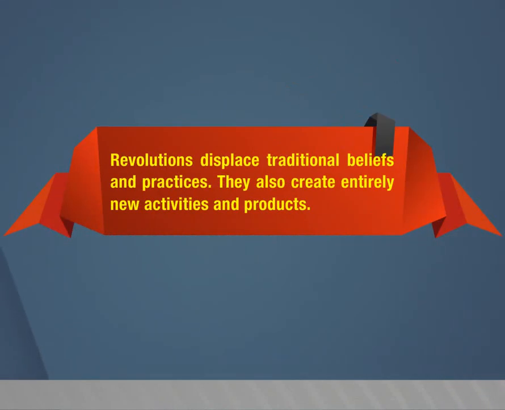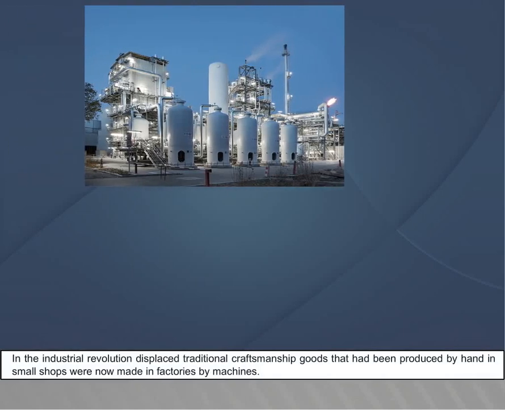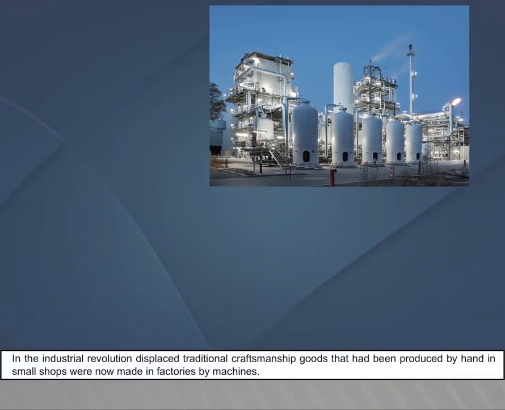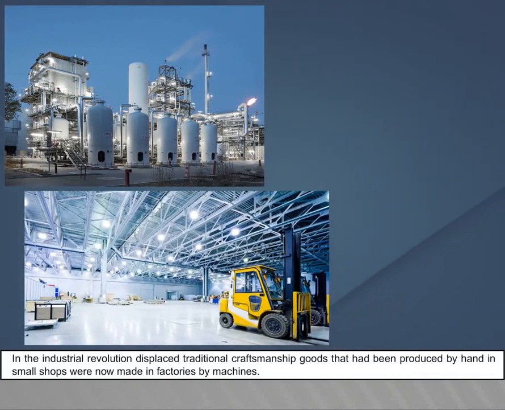Revolutions displace traditional beliefs and practices. They also create entirely new activities and products. The Industrial Revolution displaced traditional craftsmanship. Goods that had been produced by hand in small shops were now made in factories by machines.